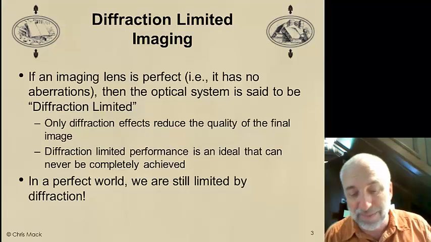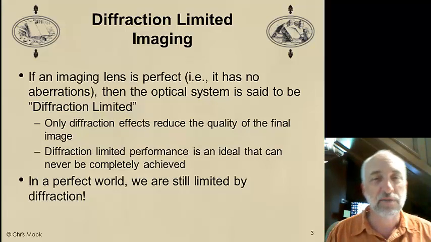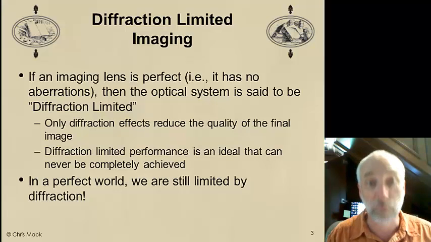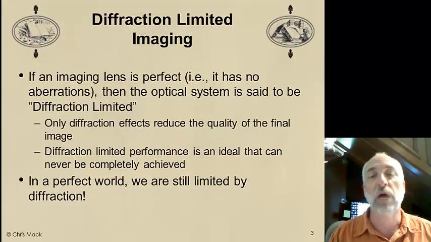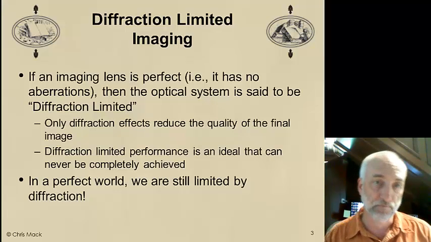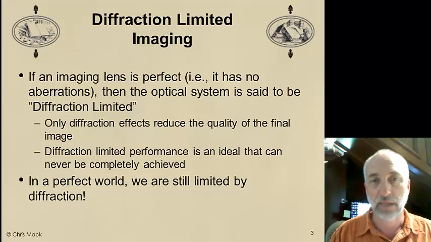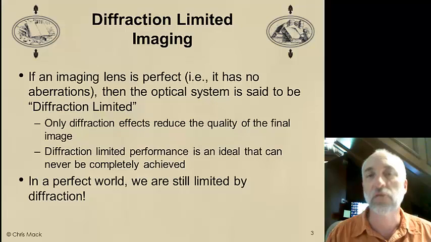But the real lesson that I want to impart with the use of this phrase is that even if we could build a perfect lens, that doesn't mean we could do whatever we wanted to from an optics perspective. We would still be limited by the phenomenon of diffraction. So if you want to understand what limits the capabilities of lithographic lenses and lithographic systems in general, the first thing you have to understand is diffraction.